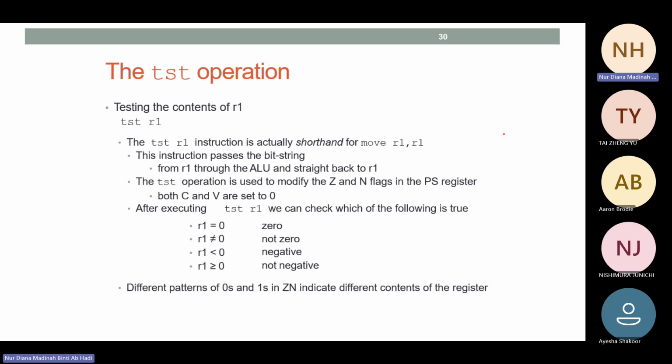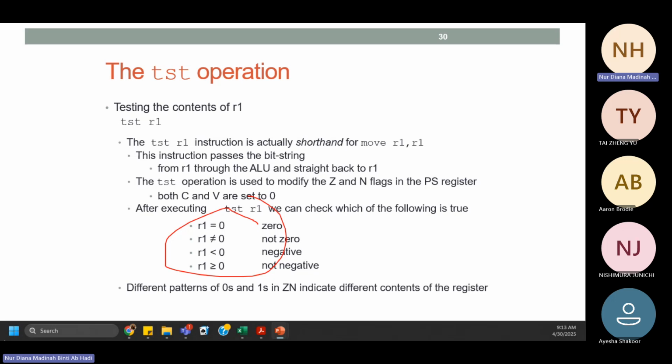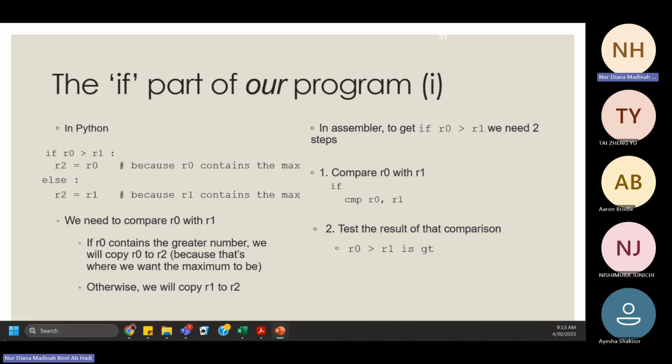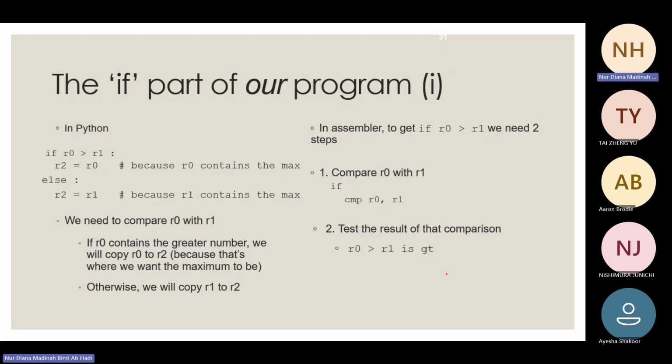After executing your TST R1, you can check which of the following is true. These 4 things would be checked. Different patterns of 0 and 1 in Z and N indicate different content of your register. So next, the if part of our program in Python will be our usual coding. But in assembler, we need to do some compare. We cannot directly use this code.